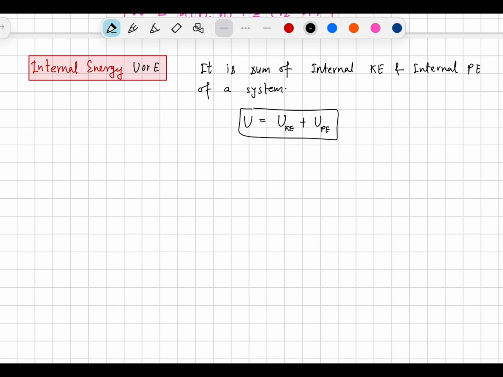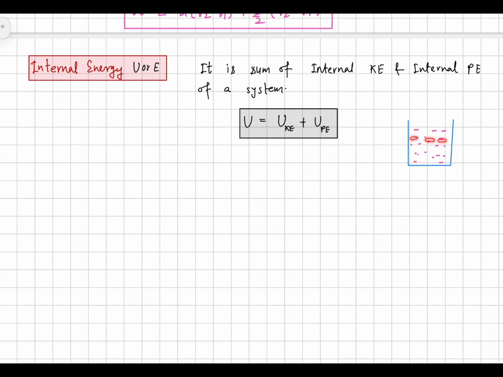So what does it mean? Suppose we have a container, a cylinder in which a gas is filled. There must be some kinetic energy of the atoms of the gas, right? And also there must be some potential energy due to the Coulombic interaction, and also the van der Waals interaction between the wall and the atoms of the gas. If we combine them, the whole sum of that total energy is called the internal energy of that gas.